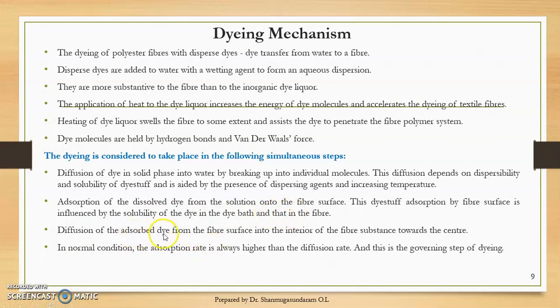The third is diffusion of the adsorbed dye from the fiber surface into the interior of the fiber substance towards the center. In normal conditions, the adsorption rate is always higher than the diffusion rate, and this is the governing step of the dyeing process. So this is how the dye molecules transfer from the surface of the polyester material to the inner core of the material.